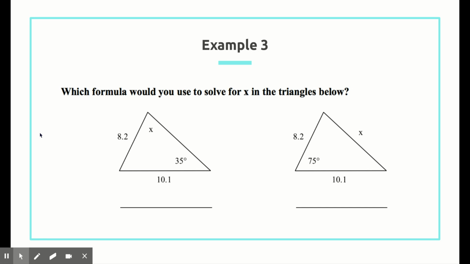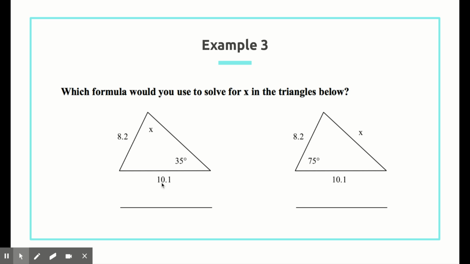Okay, example 3. Which formula would you use to solve for x in the triangles below? Let's look at the second one first. Anytime you have side, angle, side, and you're looking for another side, that's going to be the cosine law. You need to either have side, angle, side, or all three sides given to you and need to find an angle. But here, I don't have side, angle, side, and I don't have all three sides given to me. In that case, it's going to be the sine law.